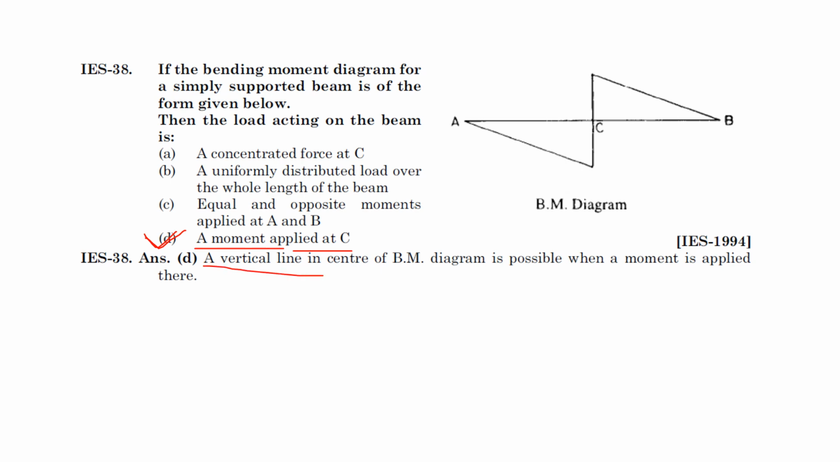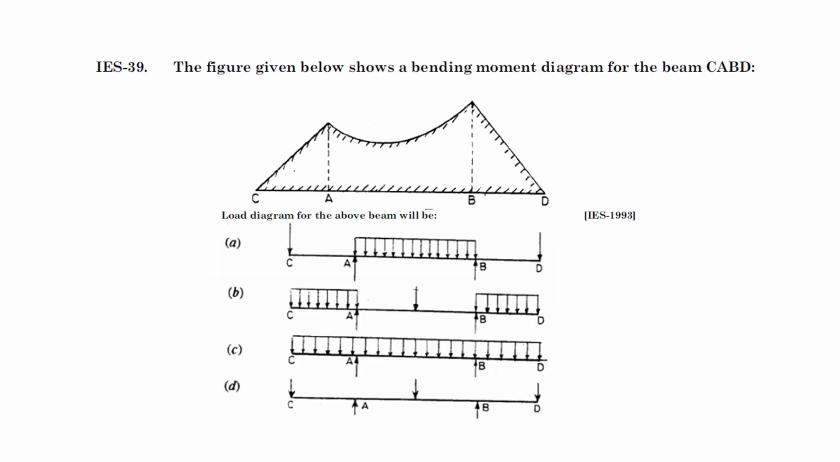A vertical line at the center of the BMD is possible when the moment is applied there. So here is M, here is M. You see the previous question, it is the same question.